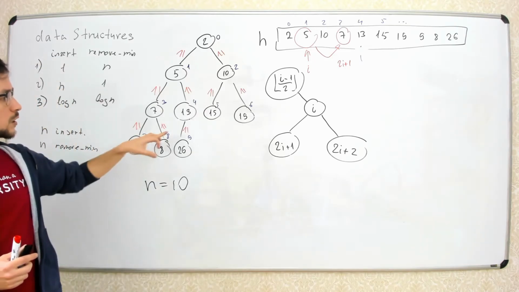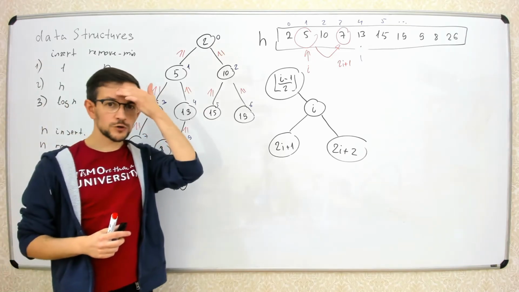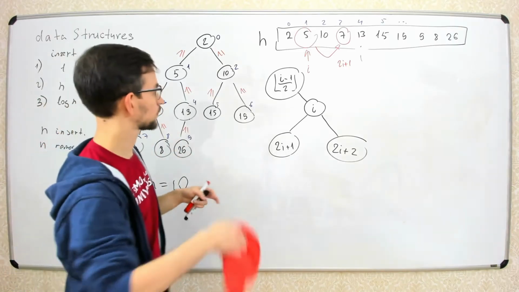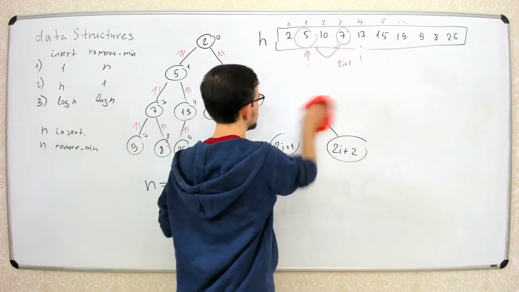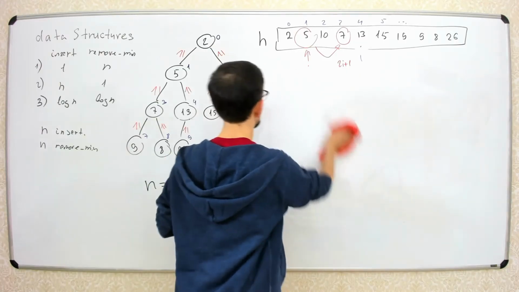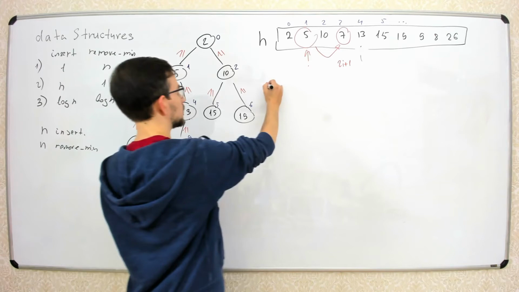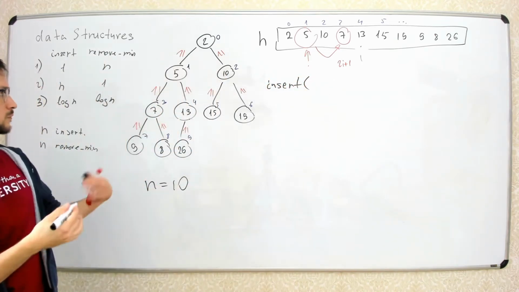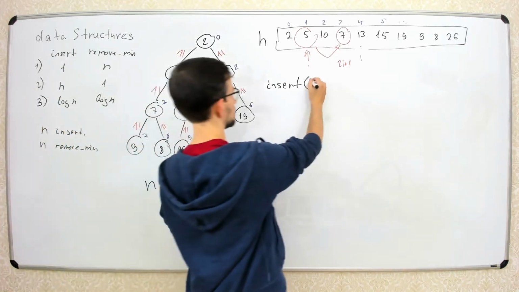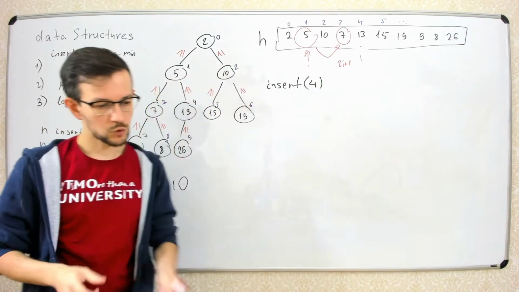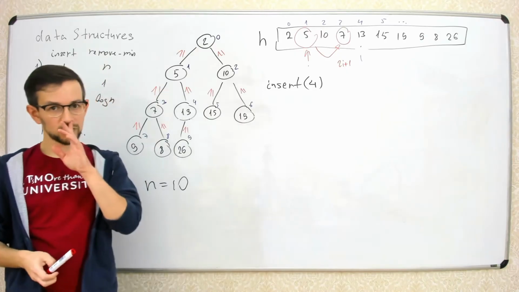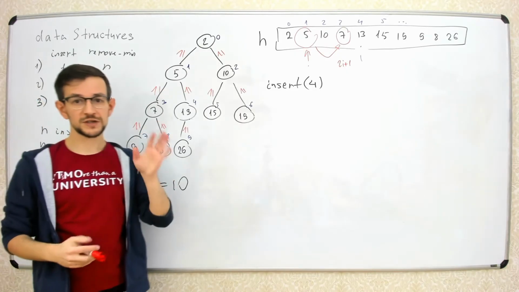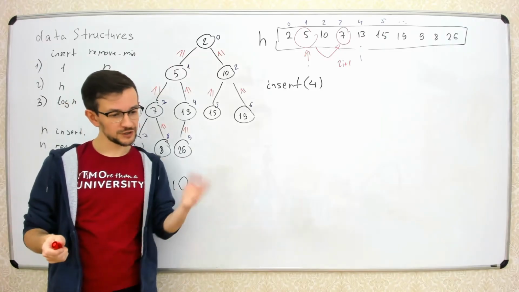Cool. So let's say you want to insert a new element in the binary heap. Let's say we insert 4. So we want to insert the new element 4 in the binary heap. What is the easiest place to insert a new node in the binary tree?